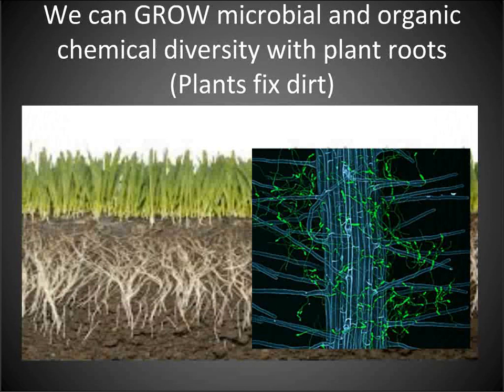One of the things, there's a big push on for cover crops in this country, and I hope it keeps going, because I think it's really a key to the future of U.S. agriculture, because we actually can grow microbial and organic chemical diversity with plant roots. We can. That's where the microbes are. They're around the plant roots. The system's dynamic. It's functioning. It's capturing sunlight. It's providing energy to the soil.